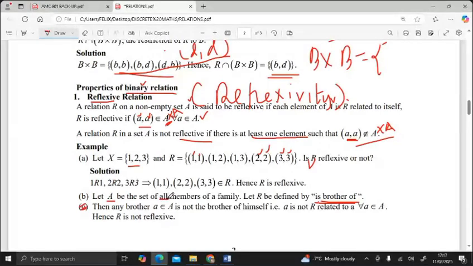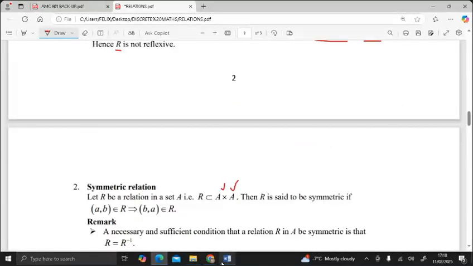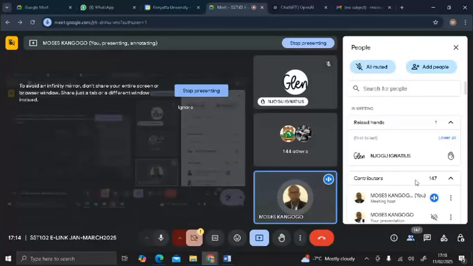So if we pick one member of a family, we would want to see whether that member is a brother of himself or not. And for sure, there is no time that you talk about an individual being a brother of himself. So this is not a reflexive relation, because any brother A in A is not a brother of himself, or A is not related to A for every member of A, and therefore R is not reflexive.